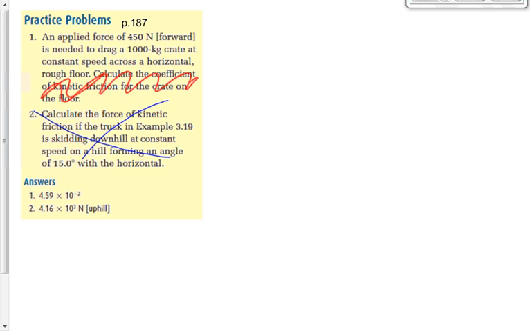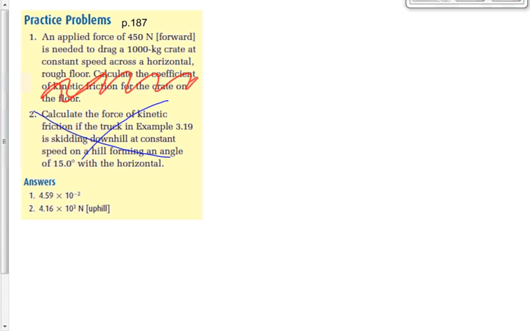How would that have been phrased on Friday with the static friction problems? How would the wording of that have been different on Friday? An applied force of 450 newtons is needed to get a 1,000 kilogram crate moving, or it's that much force is required to cause it to begin moving. That makes sense? We're not causing it to begin moving now. That's not the force we need to get it moving. This is the force that we need to keep it moving at a constant speed. Does that make sense? If it's moving at a constant speed, it's kinetic friction.